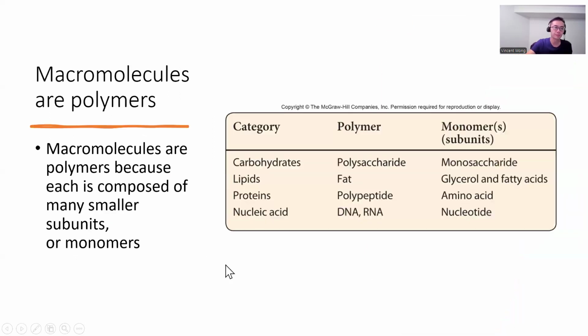So here we go. Macromolecules, by now you should know, macro means big. These are really, really big molecules. And we can actually think of them as polymers. Polymers are basically long chains of molecules that consist of individual building blocks. These building blocks are called monomers.